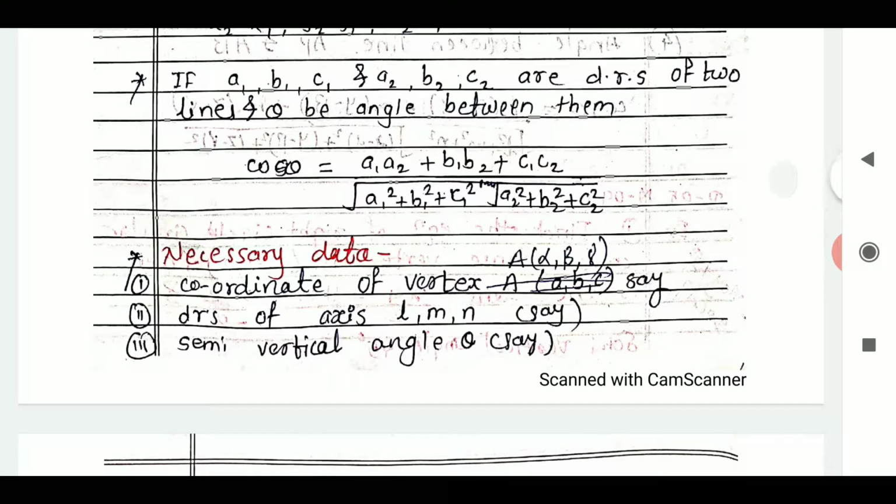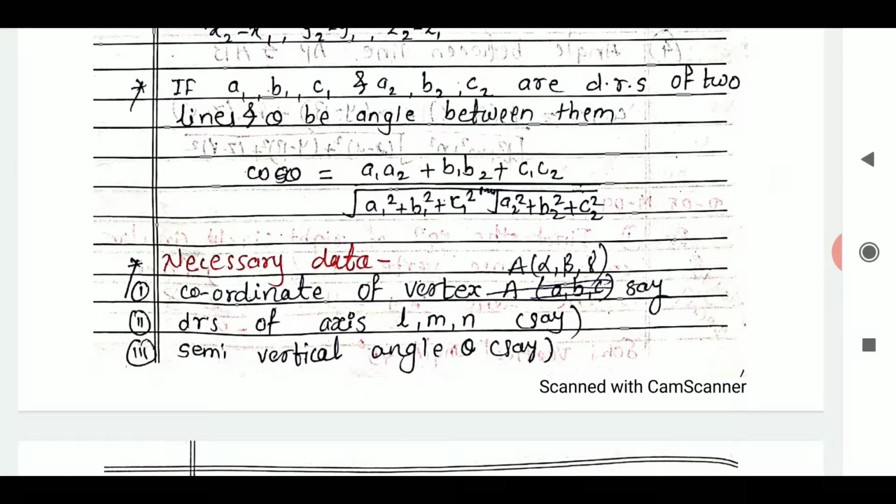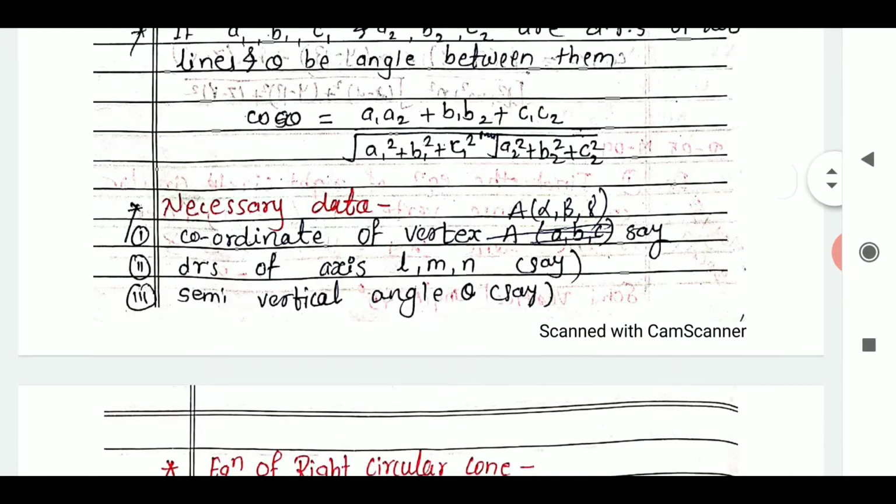And if two lines have direction ratios a1, b1, c1 and a2, b2, c2, and theta is the angle between them, then we find this angle by using cos theta. Cos theta is equal to a1 a2 plus b1 b2 plus c1 c2 upon root of a1 square plus b1 square plus c1 square into root of a2 square plus b2 square plus c2 square.